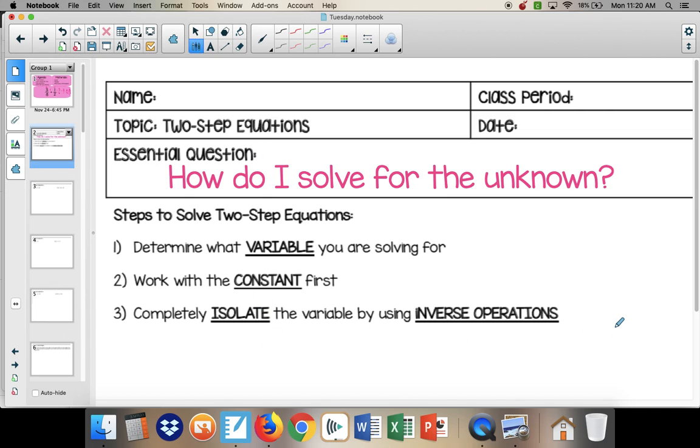As we're working through this video, you are to pause at any point if you need to, in order to make sure that 1, you're understanding it, 2, you are keeping notes with this, and 3, you can pause and rewind if you need to review something.